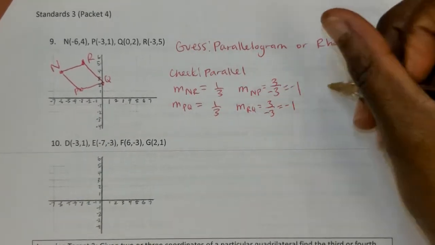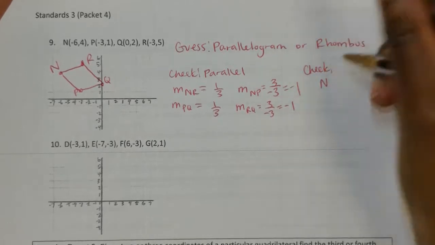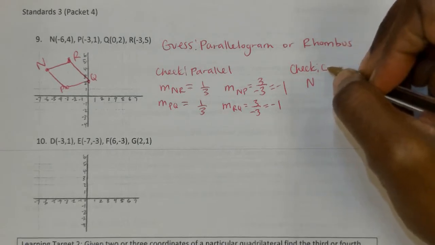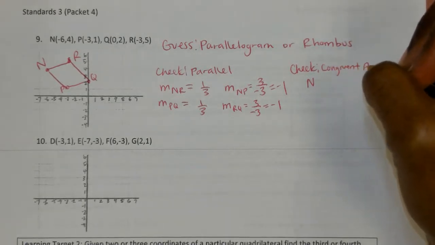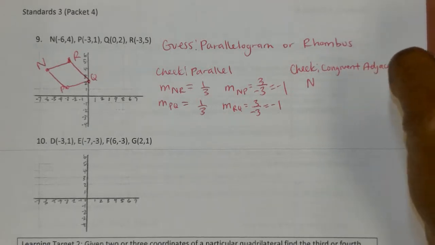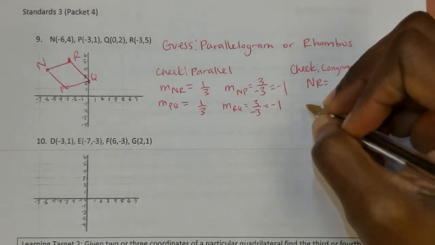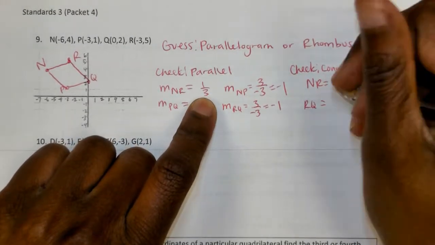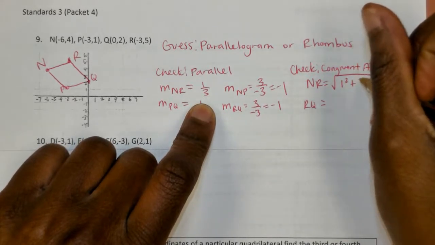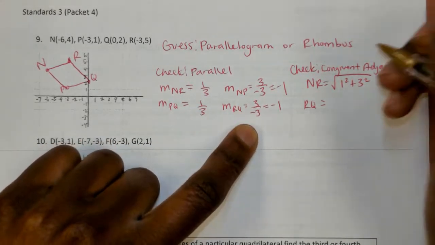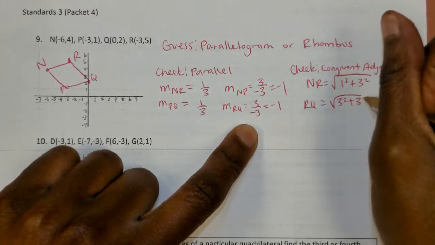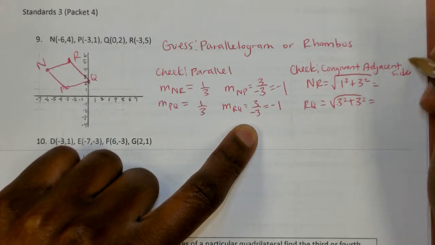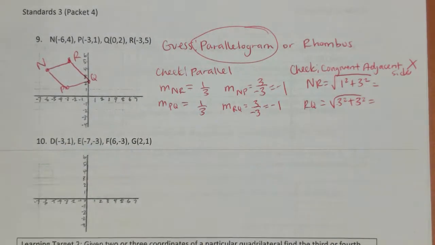And it's not a rhombus because if I use these numbers as my distance formula numbers, this would be my check for congruent adjacent sides, or consecutive sides, those are interchangeable terms. I want to see if NR is the same length as RQ. Once I do the slope, I already have my a and my b of the distance formula, the Pythagorean theorem. So 3 squared plus 1 squared is not going to be the same as 3 squared plus 3 squared, so they're not equal. So it's just a parallelogram and not a rhombus.